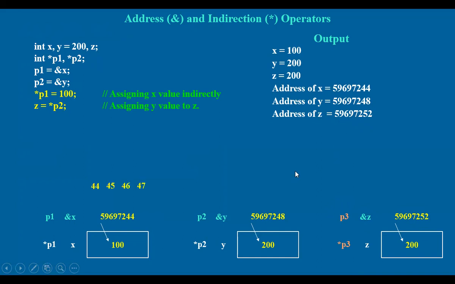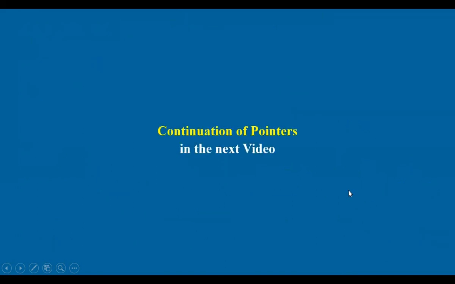And if you consider further these digits I'm talking about, 44 to 47, 4 bytes of memory is allocated for this variable X. From 48 up to 51, 4 bytes of memory is taken by Y, and 52 to 55, another 4 bytes of memory for Z. So this is the way the memory allocation takes place for each variable.